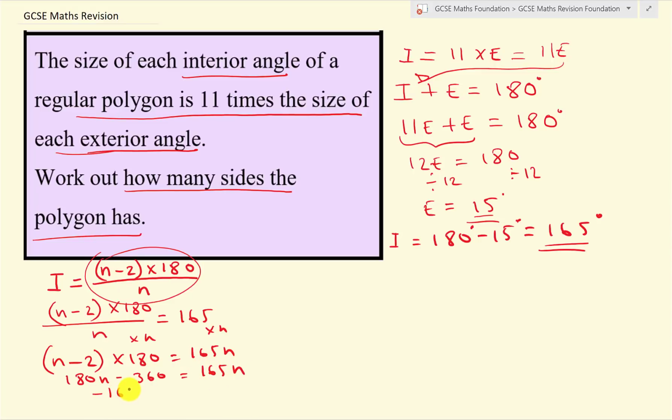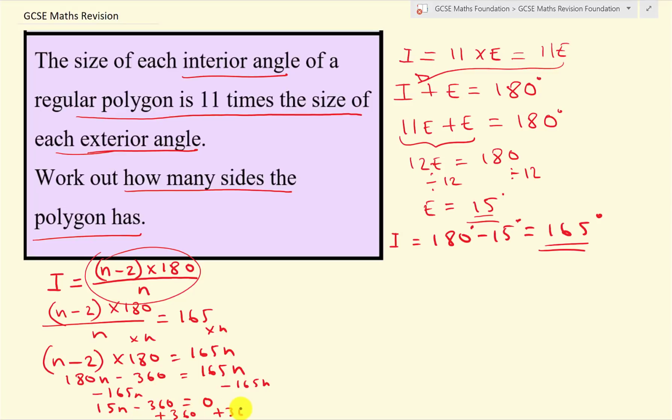Subtract 165n from both sides. We have unknowns on both sides, so I'm subtracting the smaller unknown, which is 165n, and this will leave me with 15n on the left. So 15n minus 360 is equal to 0. Add 360 on both sides.